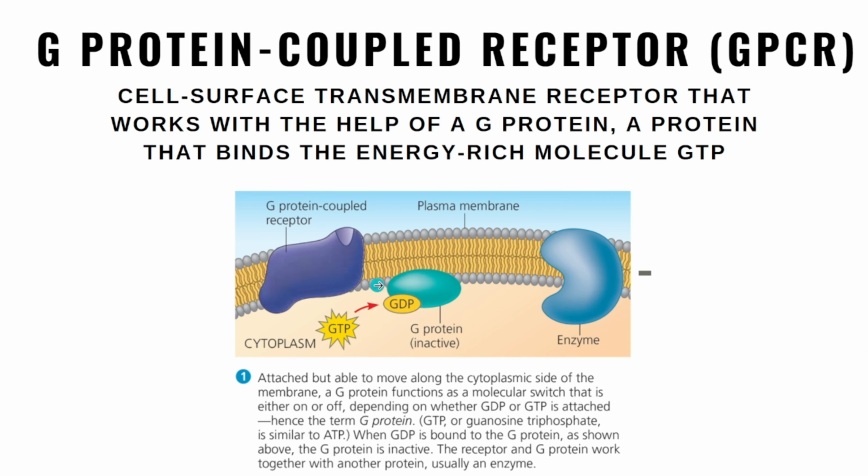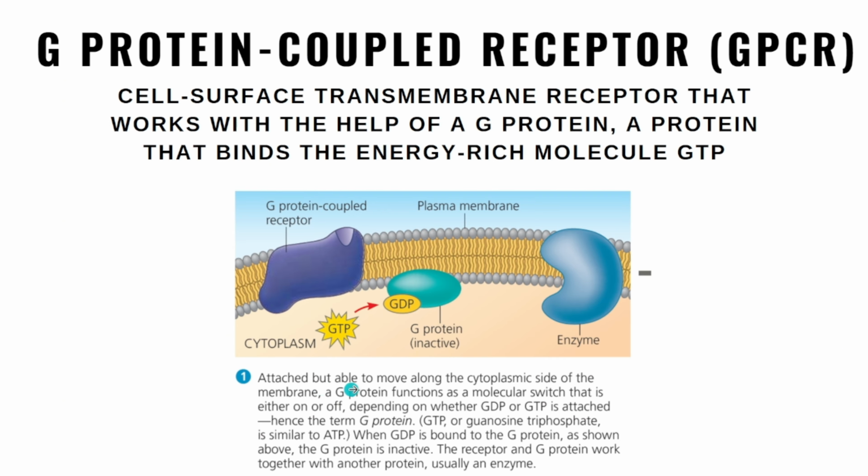The GPCR will bind to the G protein, which is then bound by GTP, activating the G protein. The GPCR will bind to the G protein here. This G protein is inactivated. So it binds to the G protein, and at the same time, GTP will bind to it to activate the G protein.